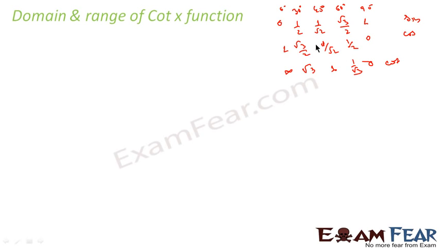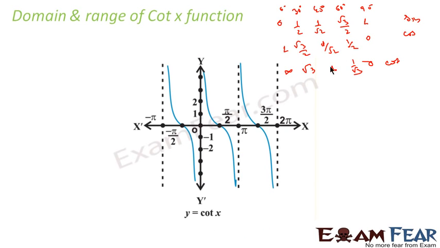Let me plot this graph. So cot of 0 is infinite, so it starts with infinite. Cot of 30 is root 3, so root 3 is somewhere here, 30 degree. This is 1, so pi by 4 is 1. And 60 is 1 by root 3, you'll get somewhere here. And 90 is 0. So you got this.